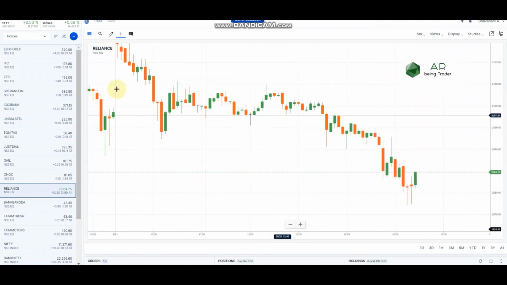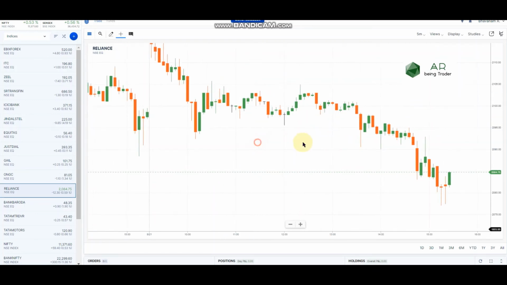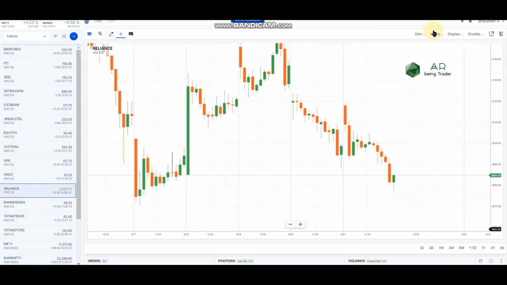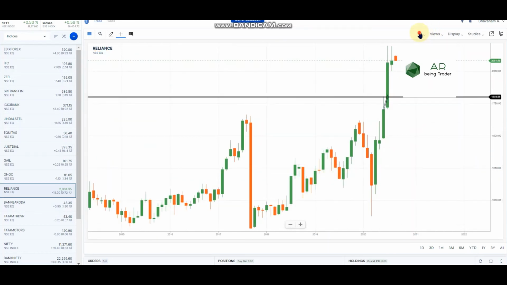I am showing you a Reliance company. It's Reliance Industries, which is based in India. Just showing an example for you: you can see here it's a 5-minute candle, a 30-minute candle. You can see 1 month, 1 week, like that. So it's a 1 month candle.